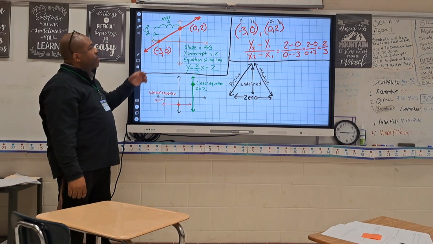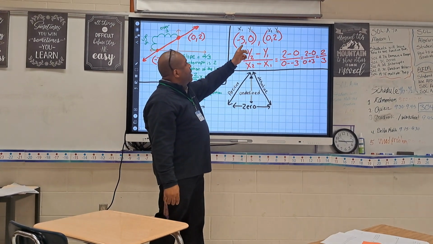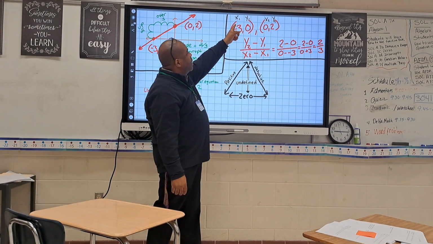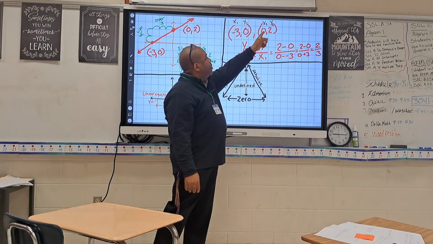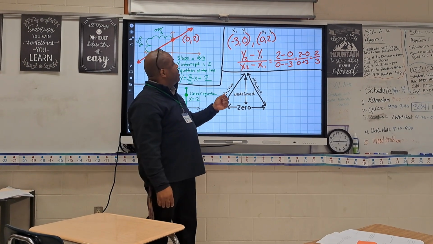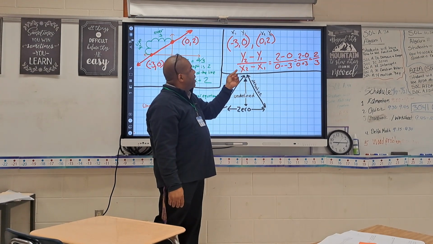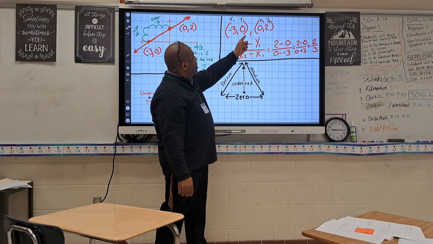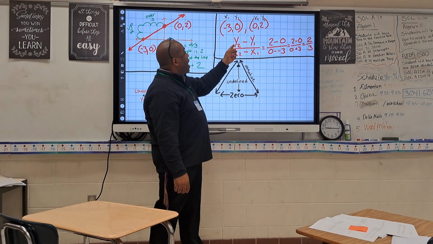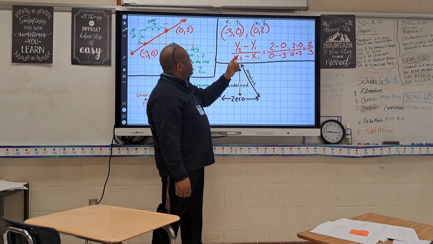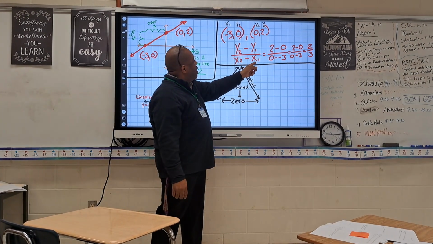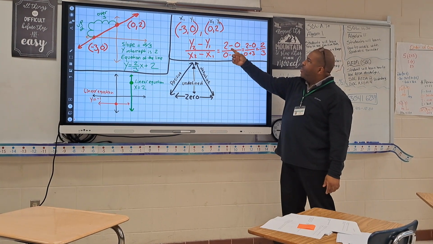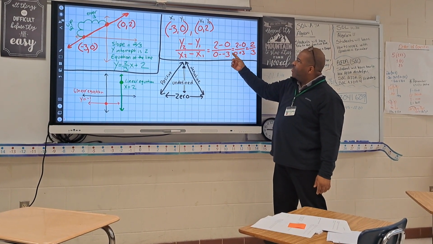I could have also done it this way. I could have said the first coordinate is -3, 0. The second coordinate is 0, 2. So x1 is -3. x2 is 0. The equation is y2 minus y1 over x2 minus x1. y2 is 2. y1 is 0. x2 is 0. x1 is -3. So if I put the numbers here, 2 minus 0 and 0 minus -3.